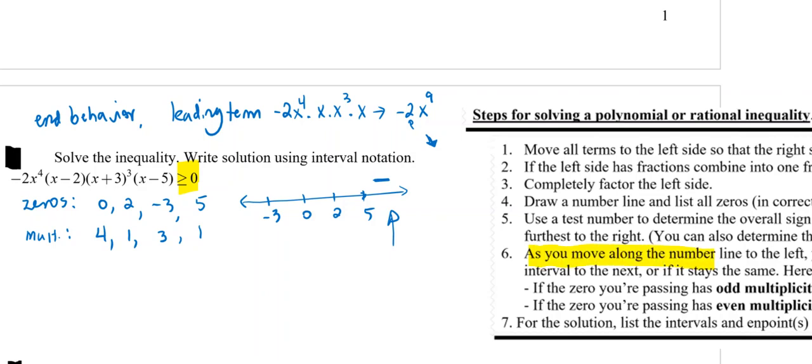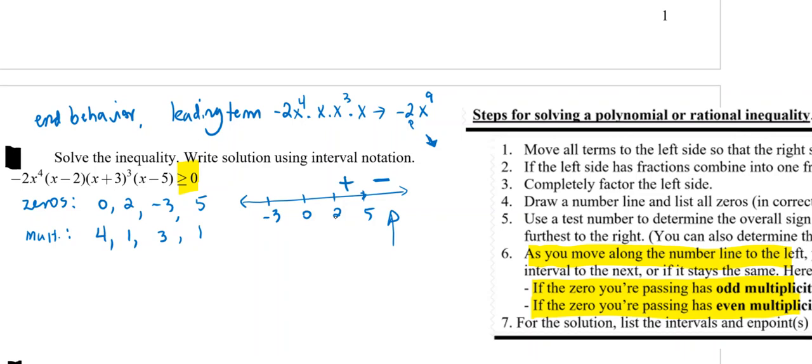As you move along the number line to the left, the zero that you're passing, does it have odd multiplicity or even multiplicity? Remember, odd goes through, it becomes the opposite sign. Even stays even Steven. It bounces off the x-axis, it stays the same. So 5 has multiplicity 1, it's odd, which means the sign is going to change. Your graph would go through the x-axis. If it was negative here, then it's going to become positive here.